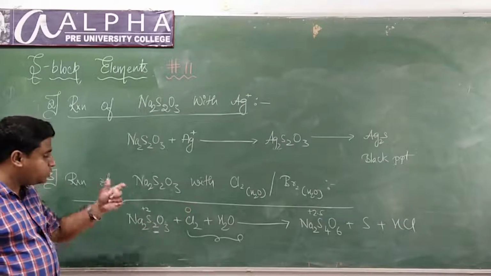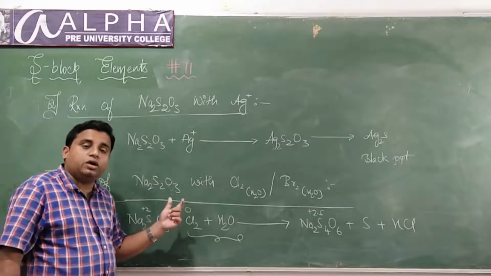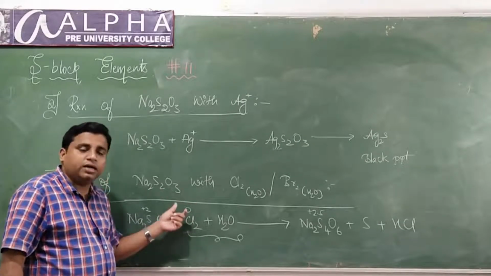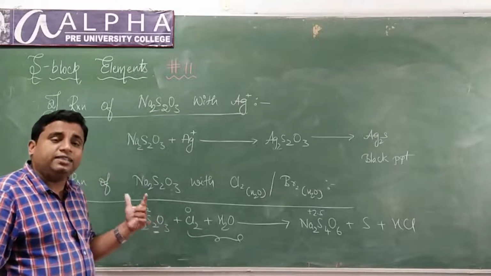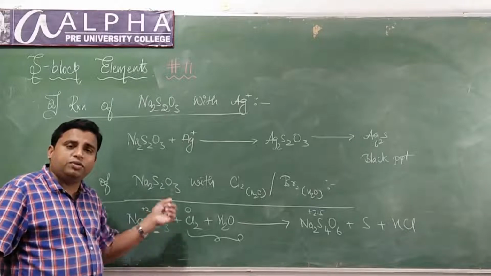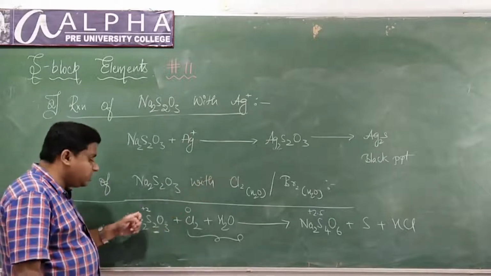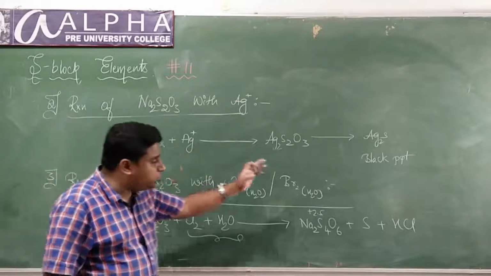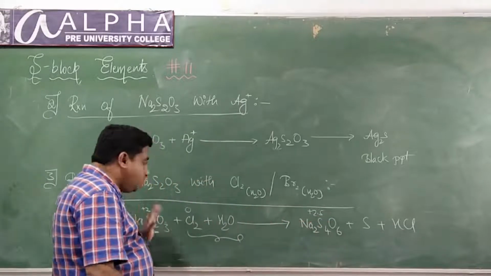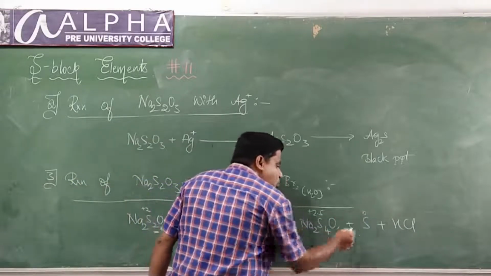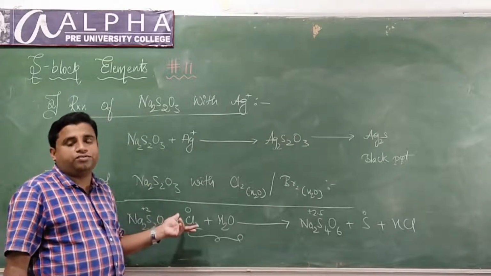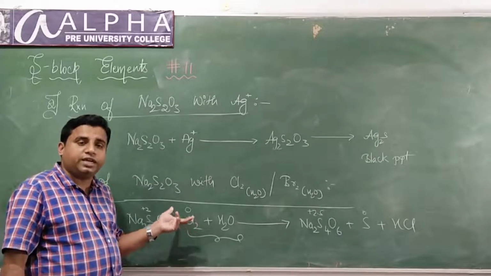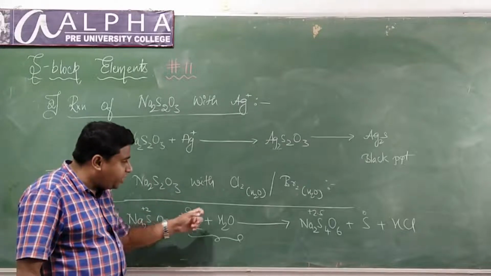Are you getting my point? Whenever you come across an element in zero oxidation state in a reaction, then in that reaction one of the elements will be both oxidized as well as reduced. So sulfur is oxidized to +2.5, sulfur is reduced to zero oxidation state. So this is an example for what type of reaction? A disproportionation reaction.